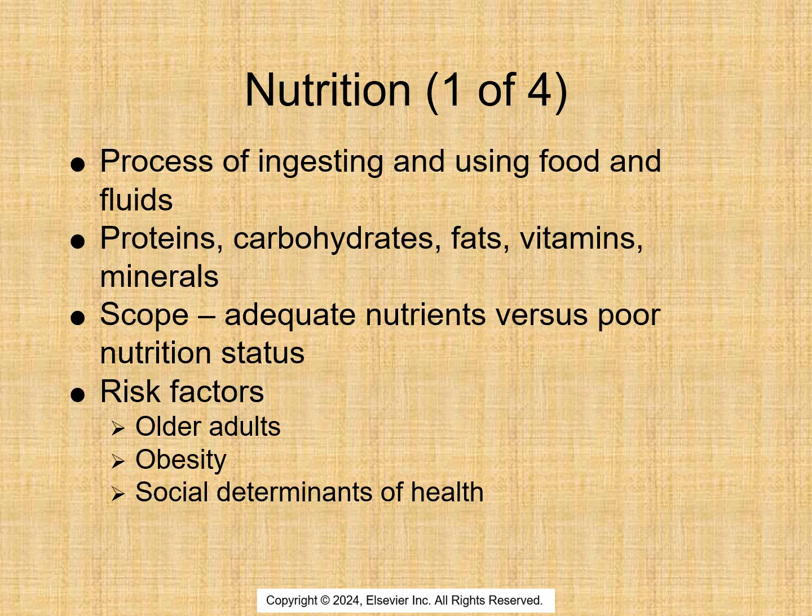In week 7, we're going to talk about patients at risk for malnutrition. Nutrition is the process of ingesting and using food and fluids. It involves multiple things: proteins, carbs, fats, vitamins, minerals. Patients that are at risk, there's the older population. Even patients that are considered obese and morbidly obese, they are still malnourished. They still can be malnourished.